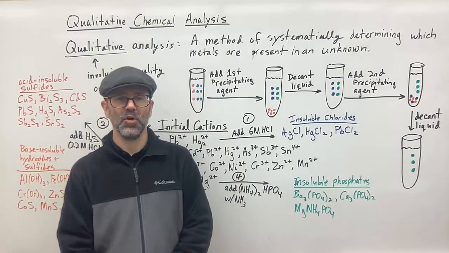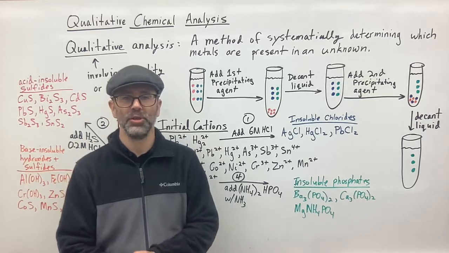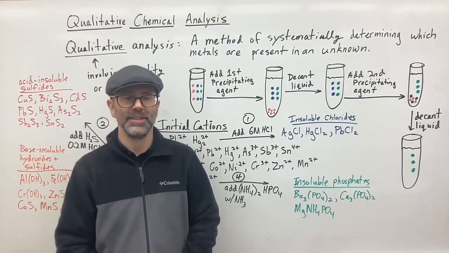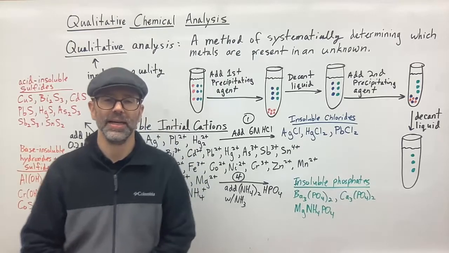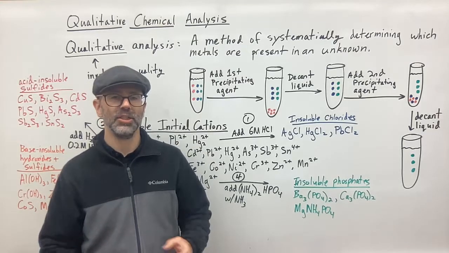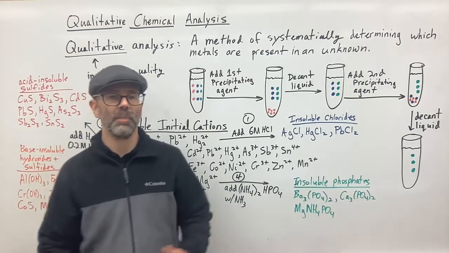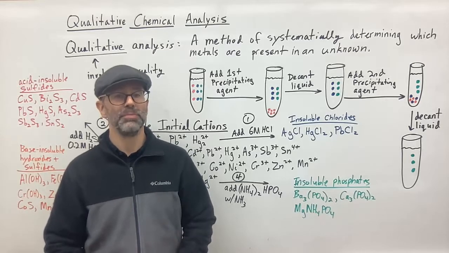My name is Mr. Cobalt and in this video we're going to go over qualitative chemical analysis. So let's get into this. So what is qualitative analysis? It's a method of systematically determining which metals are present in an unknown, and you do this through selective precipitation.